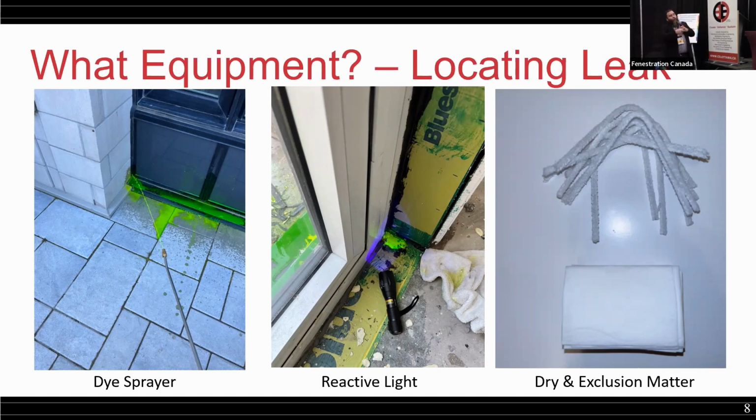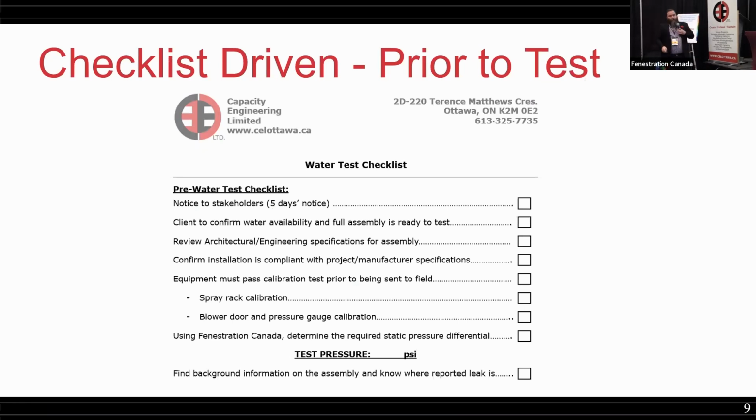How about using UV reactive dyes? As soon as you have a leak, stop all your water testing, concentrate on specific locations, mask out, and determine whether or not you can locate the exact source of the leak. The cause can be found. It's not that hard. Checklist driven. Prior to the test, during the test, and post-test. Checklist, checklist, checklist.